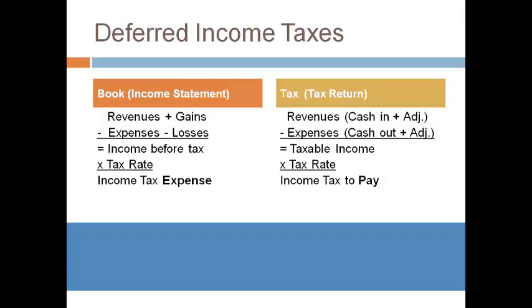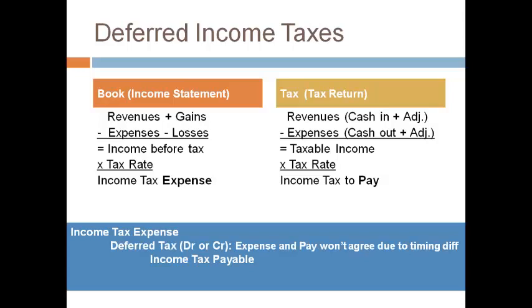Income tax expense is debited for the amount calculated for the income statement. Income tax payable is recorded as a credit for the amount computed on the tax return. The two will not equal. The difference in income tax expense and income tax payable is recorded to deferred taxes. If more is paid than expensed, a deferred tax asset is created as a debit. If less is paid than expensed, a deferred tax liability is created.